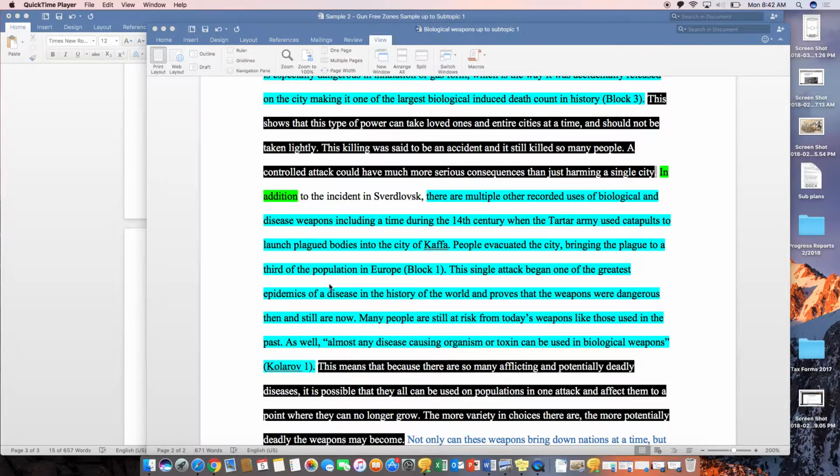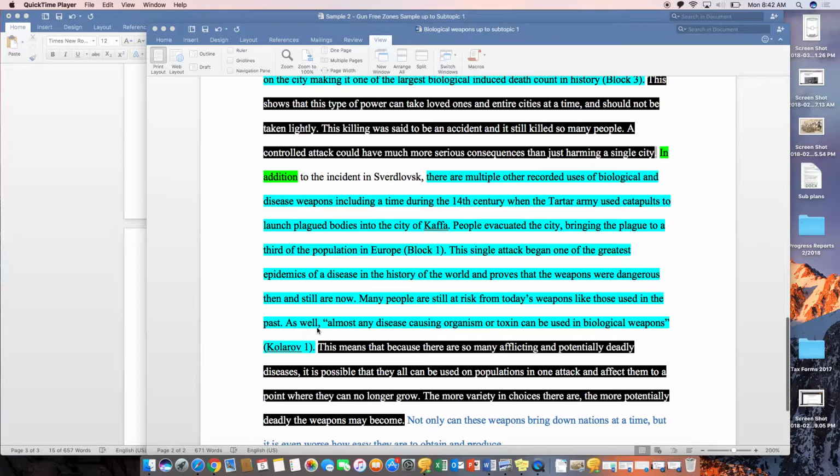This single attack began one of the greatest epidemics of a disease in the history of the world and proves that weapons were dangerous then and still are now. Many people are still at risk from today's weapons like those used in the past. As well, almost any disease-causing organism or toxin can be used in biological weapons. So this person, they actually used 2 different sites, Block and Kolarov, to combine the information about this attack of Tartar, okay?